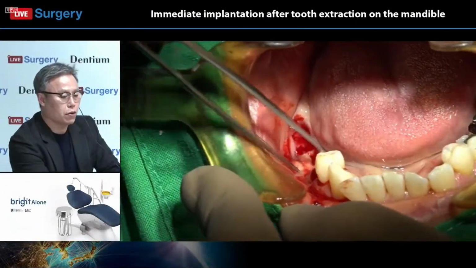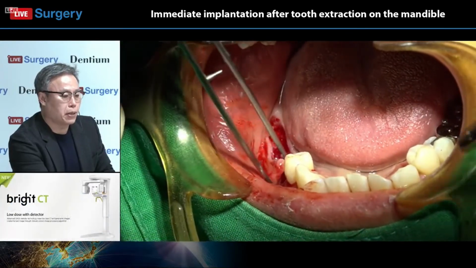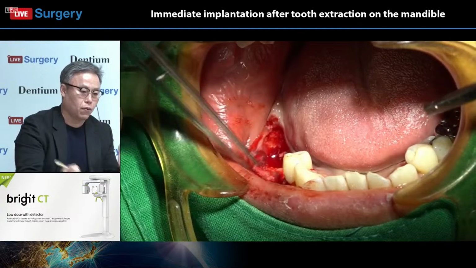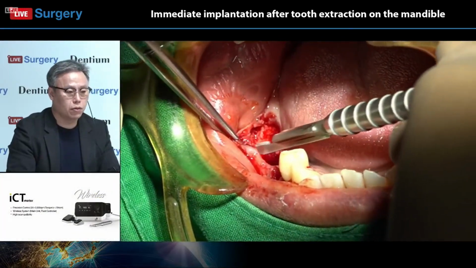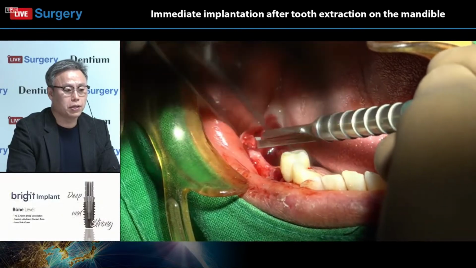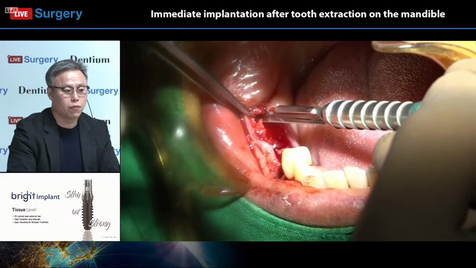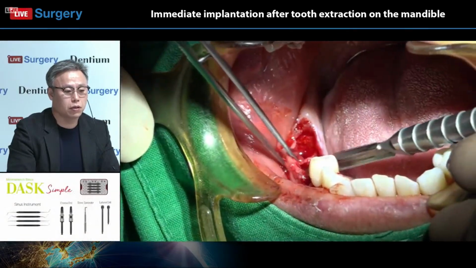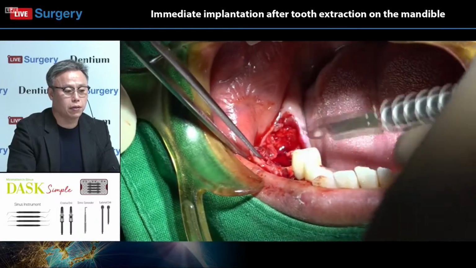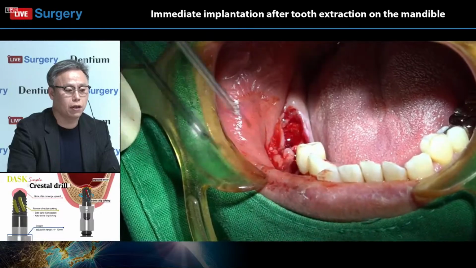I think now he's starting the flap advancement, respecting the bone graft, and also the augmented bone and membrane should be covered by the soft tissue. Therefore, we don't have enough soft tissue. He is using the number 15C blade and making the releasing incision carefully.